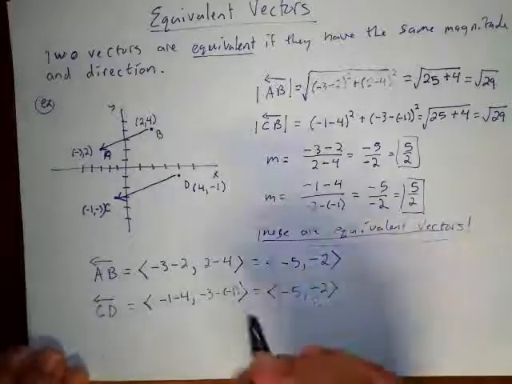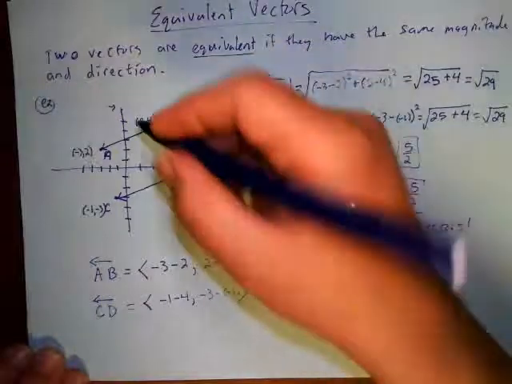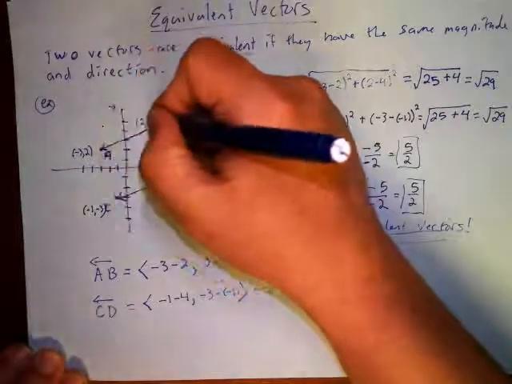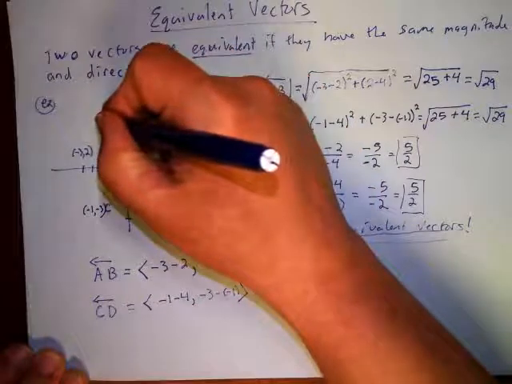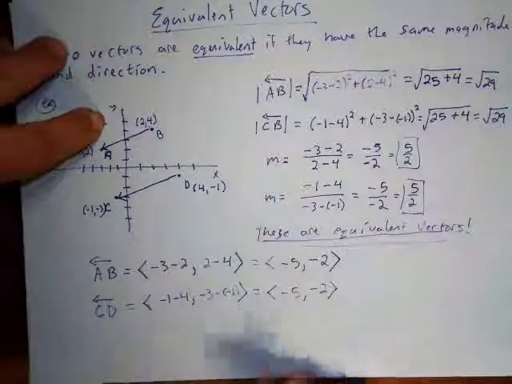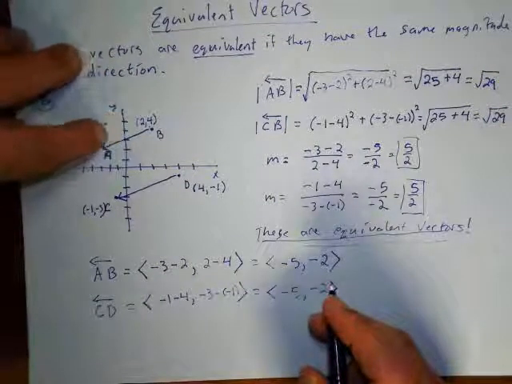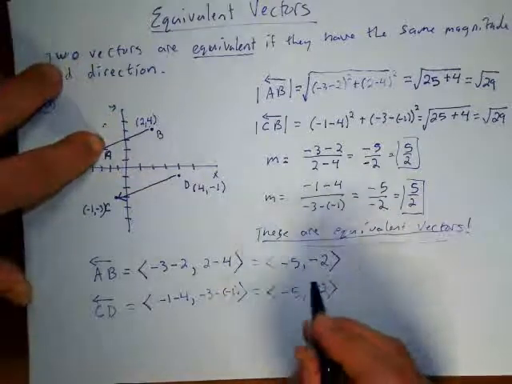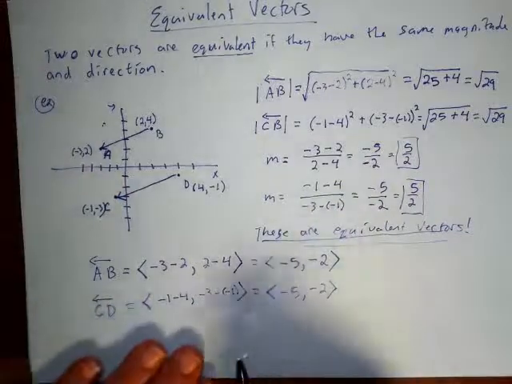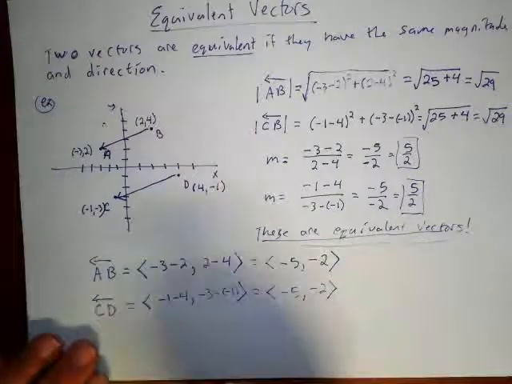So what is this component form? This first one is how much horizontal change is in the vector from the beginning to this point here, and this one is the amount of vertical change. So this is going back 5, down 2. This one's going back 5, down 2, and so they're the same vector. They both go back 5, down 2.